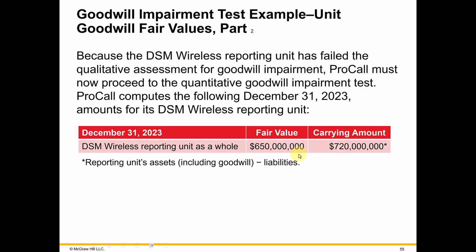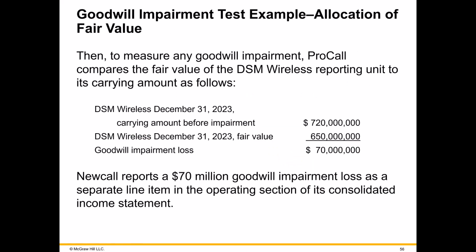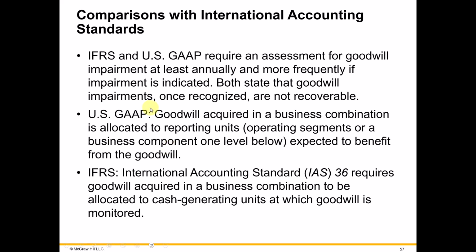And because the fair value is less than the book value, this $70,000 difference should now be recorded as an impairment loss, as a deduction, as an expense in the operating section of your income statement. Not in other comprehensive income, but a regular loss, a regular deduction of $70,000. Well, $70 million.